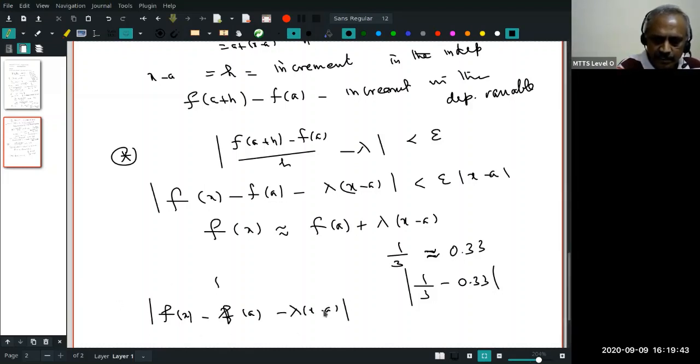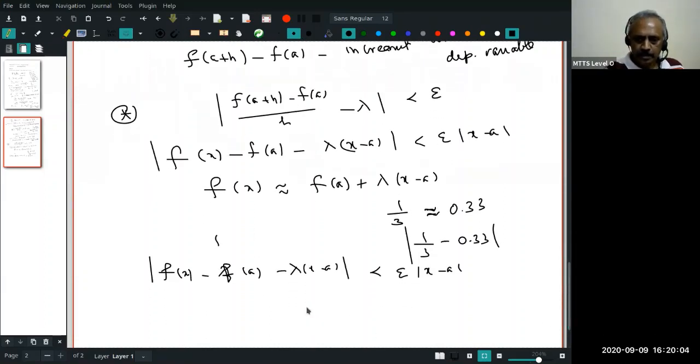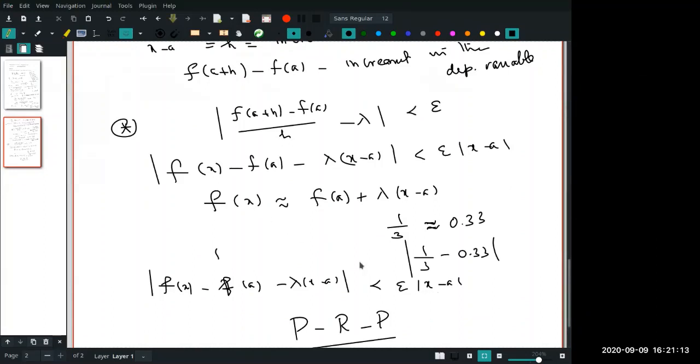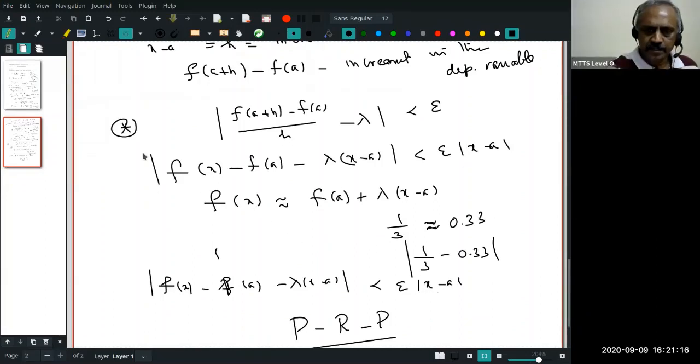Therefore, how much am I making? I have to put a modulus, an absolute value of this, and it will be less than epsilon times mod x minus a. This is the increment. So it says that when compared with the increment, this goes faster to 0. Please wait, understand this inequality. I'll explain this in a minute. If you don't understand this bit, forget it. You should understand this.